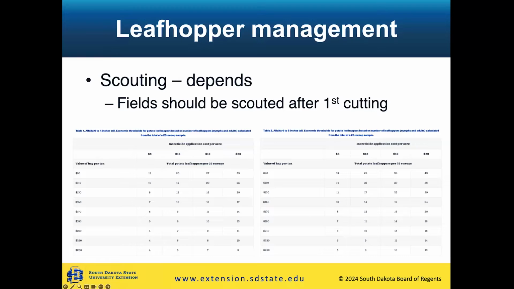0 to 4 inches. If they're 4 to 8 inches or up to 12 inches tall, the threshold for how many leafhoppers those plants can tolerate will depend. It also takes into account the value of the hay, and the cost per acre of an insecticide. So again, with scouting, the thresholds depend, but in general, these are based on 25 sweeps with a sweep net. We'll talk about that even more, because there are a lot of pests where you can use a sweep net just to figure out how many are there, and it's an excellent scouting tool.